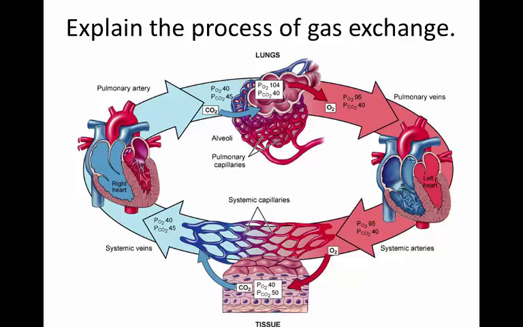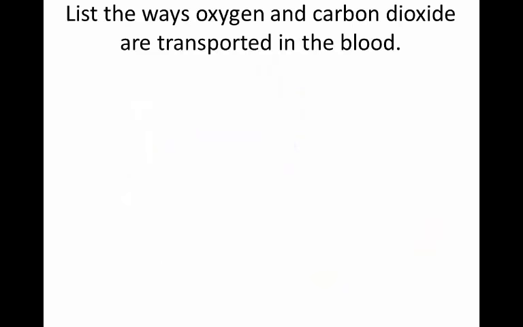So the final process that we want to look at are the ways that oxygen and carbon dioxide are actually transported in the blood. Let's start with oxygen. There are two major ways that oxygen is transported within the blood. The first is dissolved in the blood. And it's only about 2% of the oxygen that gets into the blood is found dissolved within the blood itself.